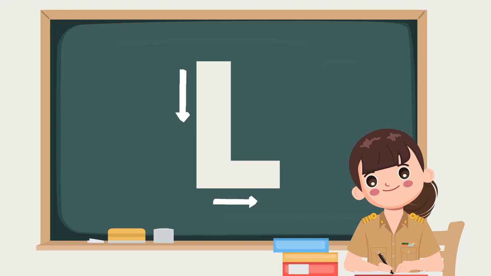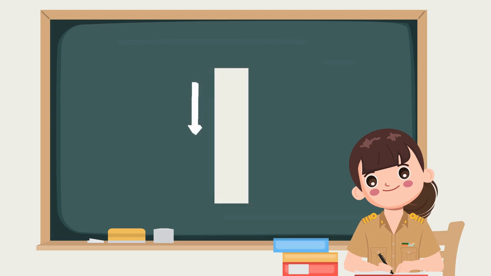Let's practice writing big letter L. Line down and line to the right. Let's try the small letter L. Line down. Good job.